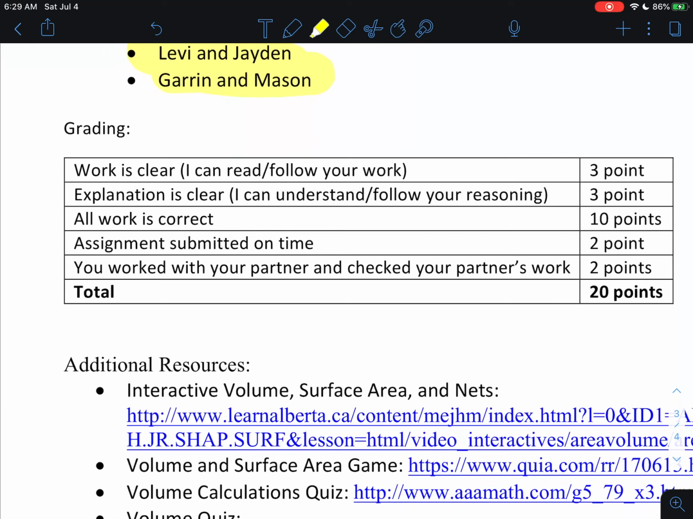And then that you submitted your assignment on time and that you worked well with your partner. Working well with your partner means if you need help, you ask your partner and your partner asks you. You can, of course, come to me for help as well, but first you need to start with your partner and try to help your partner. And then you are also responsible for what your partner submits. So you need to check their work and they need to check your work.